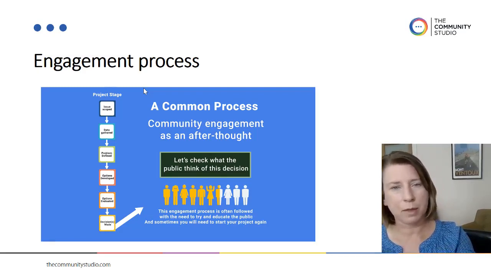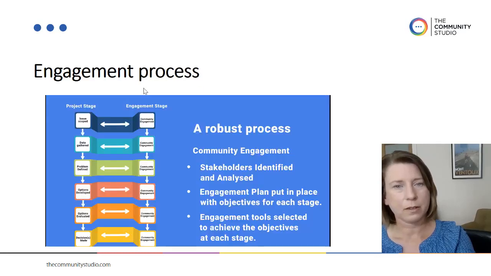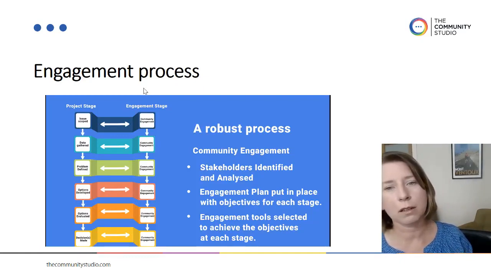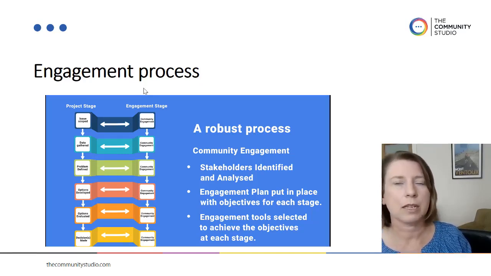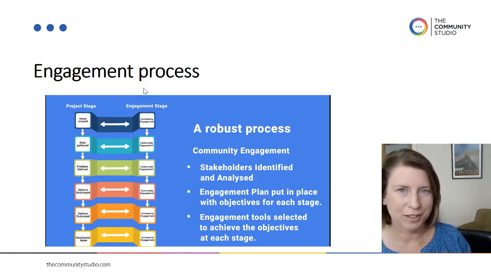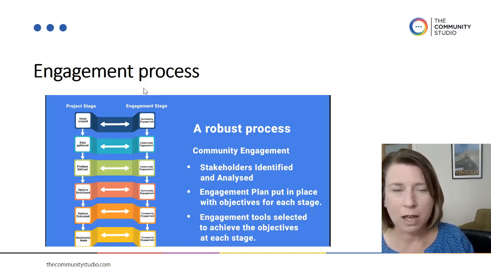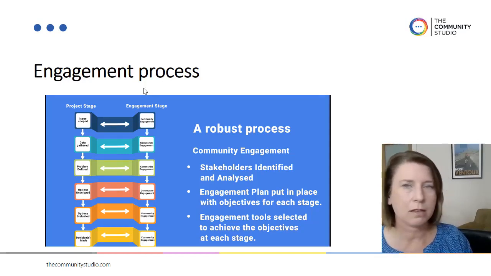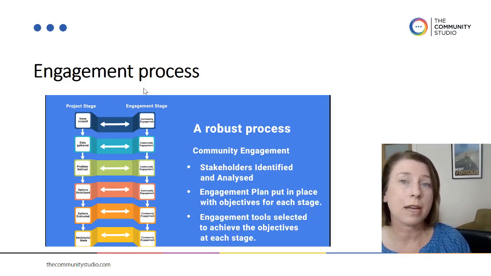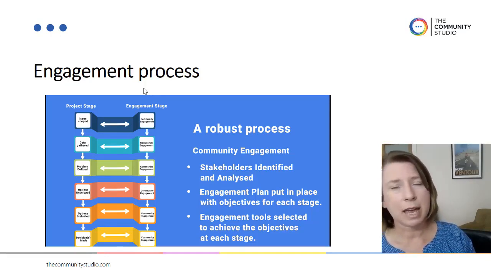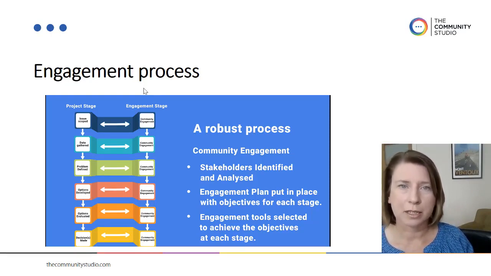So let's have a look at a better process. This is a little bit off center, but this is a more robust engagement process. This is what I'd like to encourage you to start to include in your project processes. So you can see that the project is going along as you would expect it to, with the issue scoped and data gathered and the problem defined and all those options investigated and evaluated. But instead of community engagement coming at the end, it is coming at each stage of your project delivery.